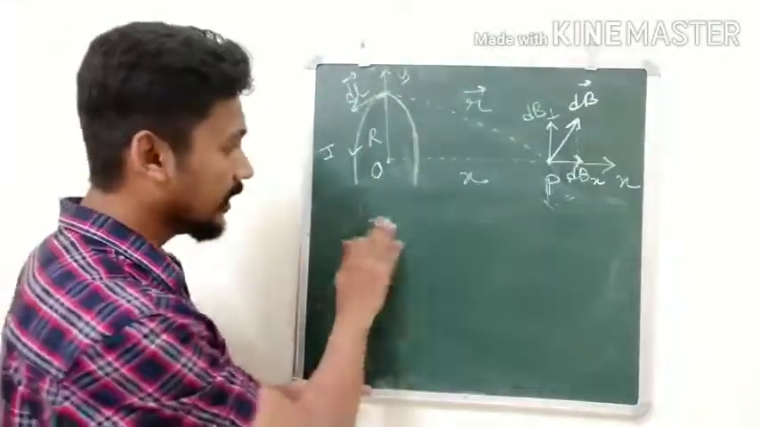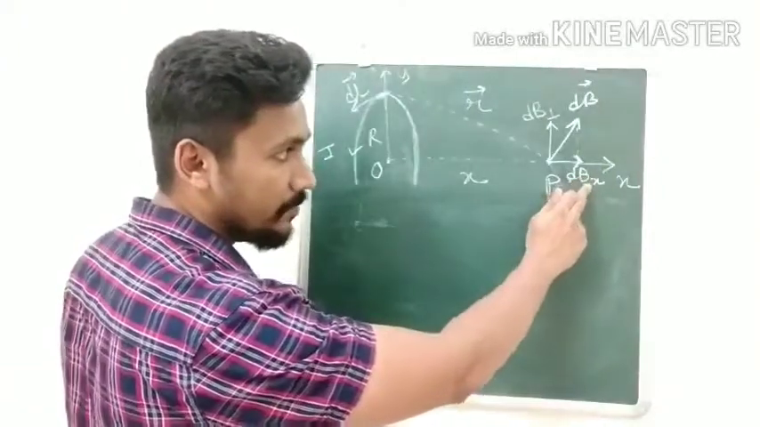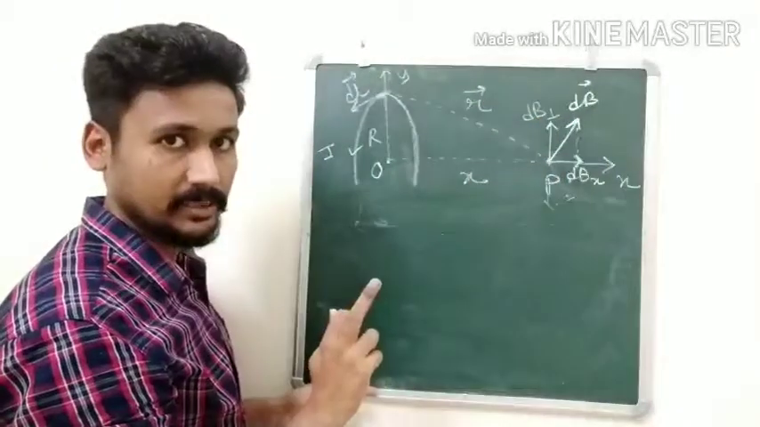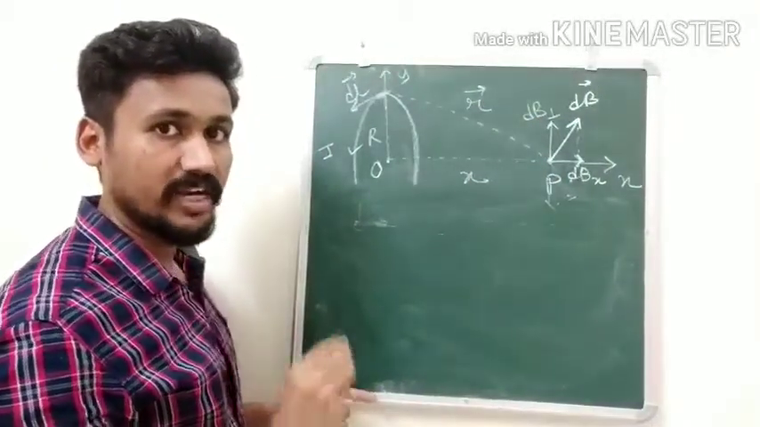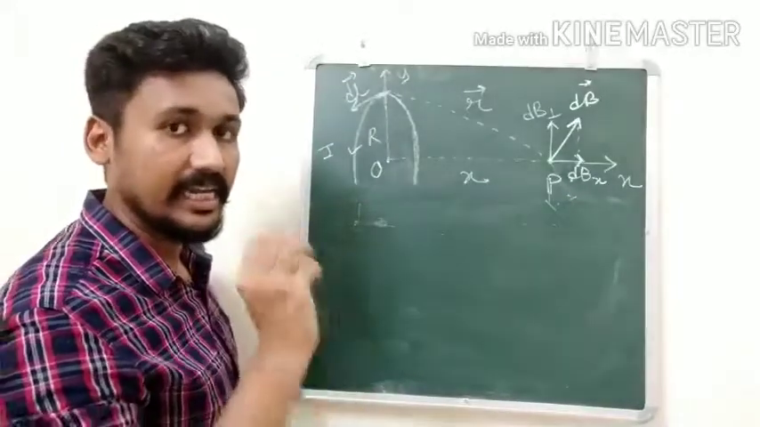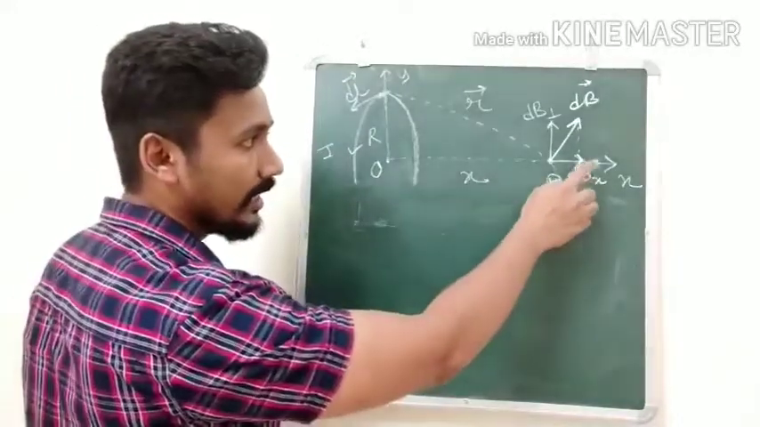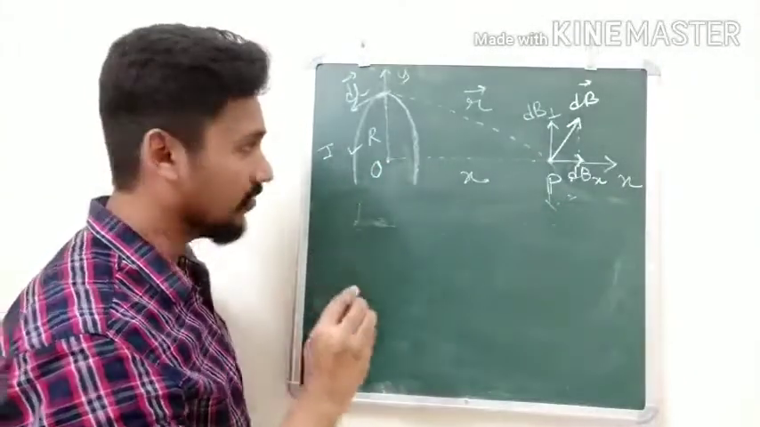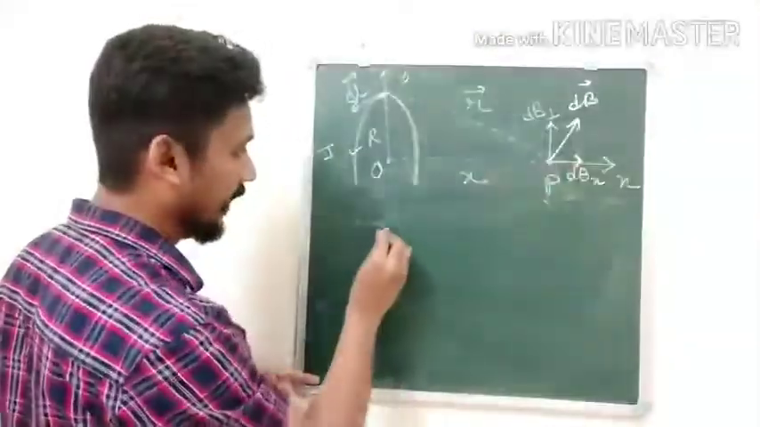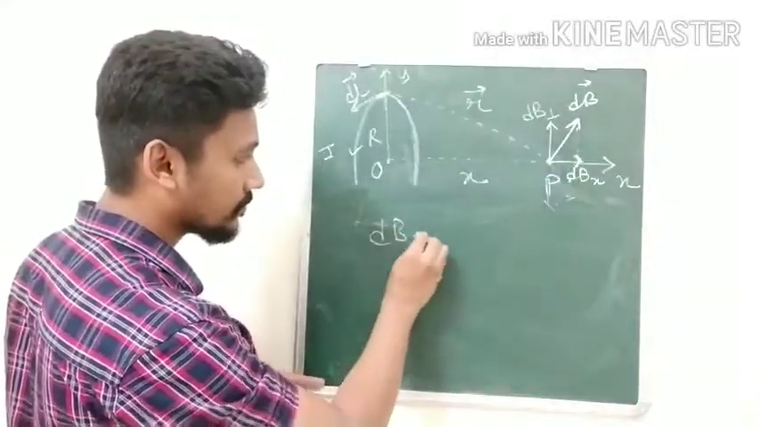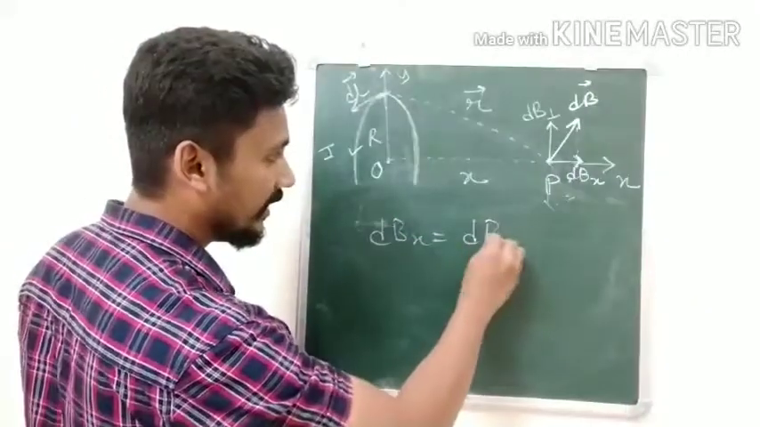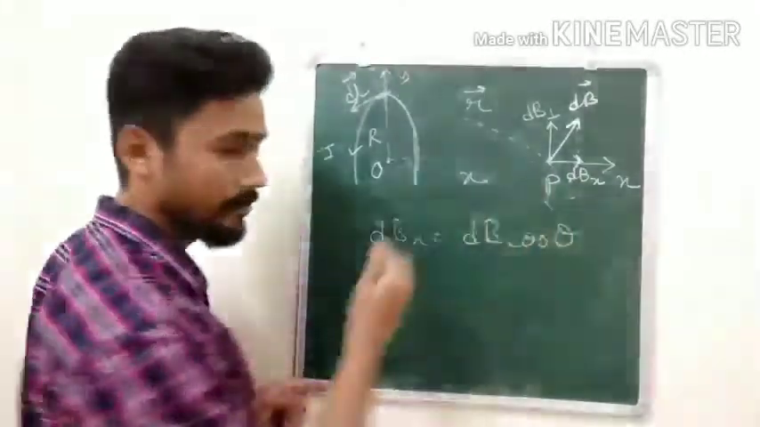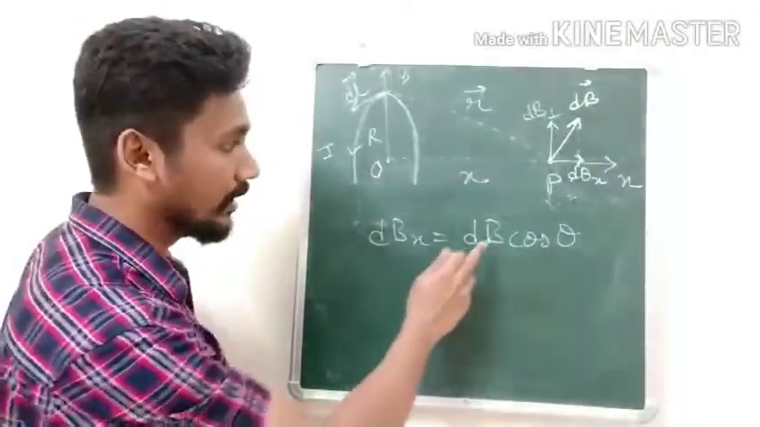So all the perpendicular elements get cancelled out due to the entire ring. What is remaining is only this element that is along the x-axis. So when we want to find the total magnetic field, it will only be due to the elements that are along the x-axis. That is what we have to keep in mind. So now we can write dBx equal to dB cos theta. I am sure that also you understand very well.